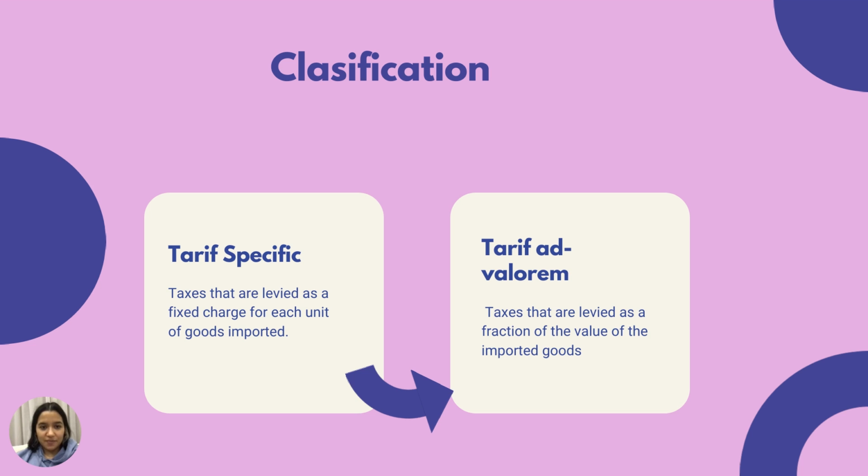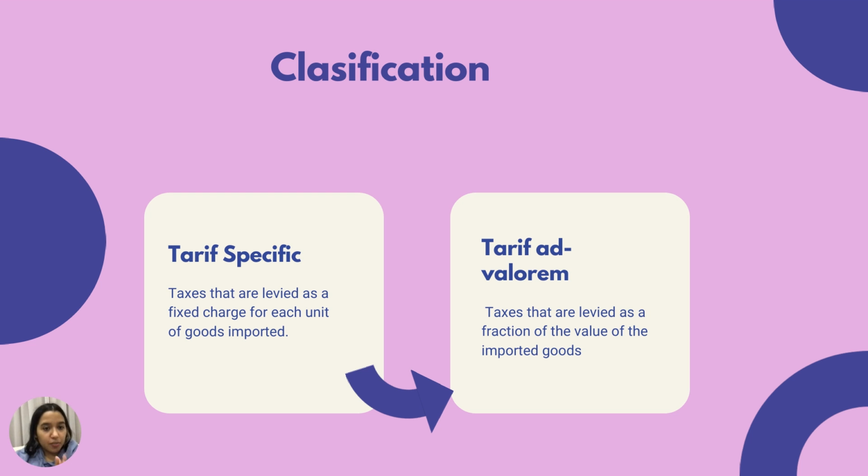So, okay, let's continue. The classification: there are two, the specific tariff and the ad valorem tariff. The specific tariff is a tax levied as a fixed charge on each unit of the imported good. And ad valorem tariffs are taxes levied as a fraction of the value of the imported goods.